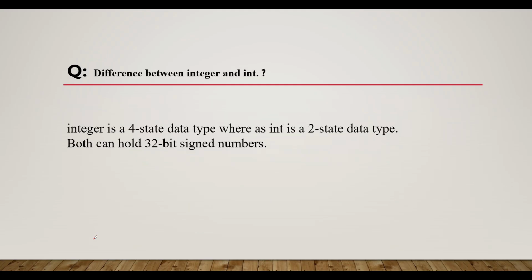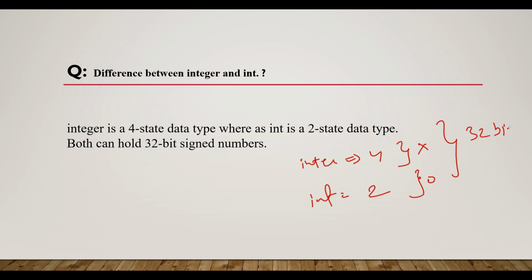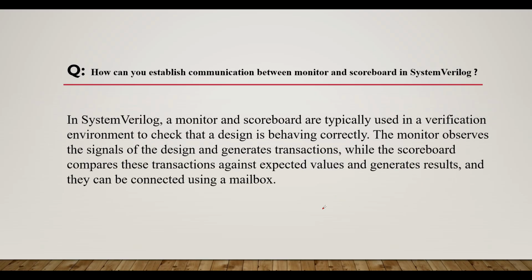Now, what is the basic difference between integer and int? This is very simple but still asked in many interviews. Integer is a 4-state data type and int is a 2-state data type, and hence the default value of integer is x and the default value of int is 0. Both are able to store a 32-bit signed number. Keep this in mind: integer is a 4-state data type with default value x, whereas int is a 2-state data type with default value 0.